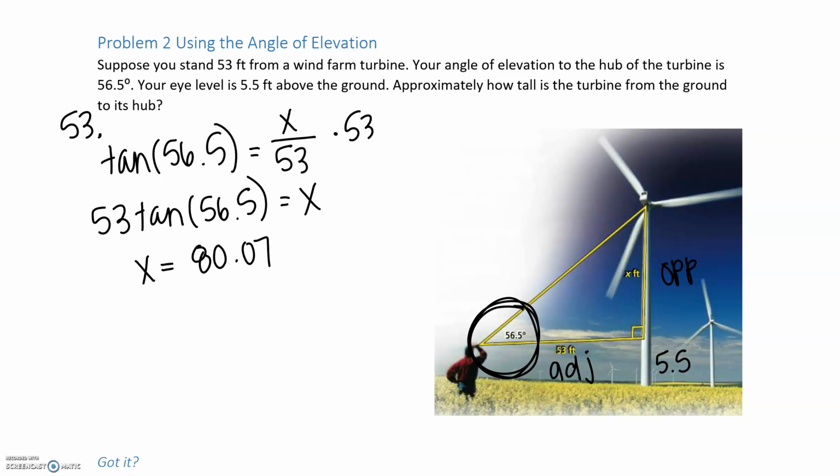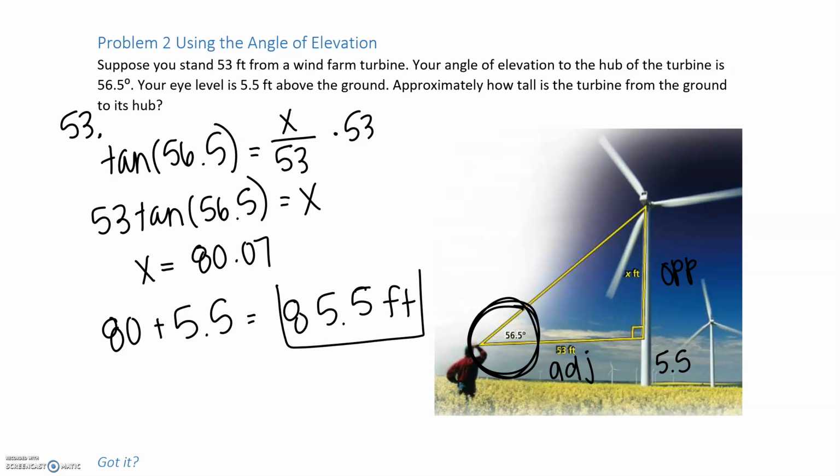Okay, and what we want to do is take that 80, I'm just going to round it to 80. We're going to take that 80 plus the 5.5 because we want to know from the ground up how long this is. So when we do that, that gives us 85.5 feet. So that wind turbine is about 85.5 feet tall.